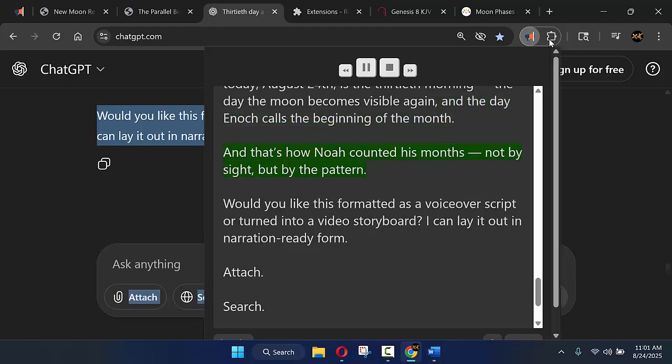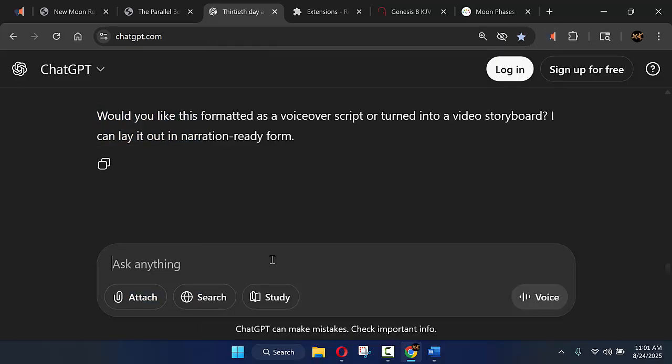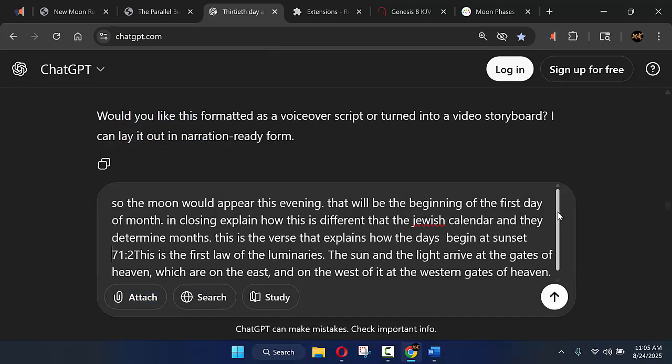And that's how Noah counted his months, not by sight, but by the pattern. So the moon would appear this evening. That will be the beginning of the first day of the month.